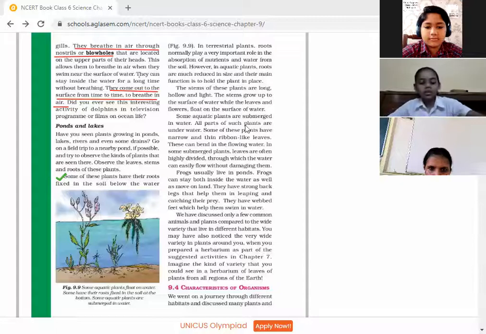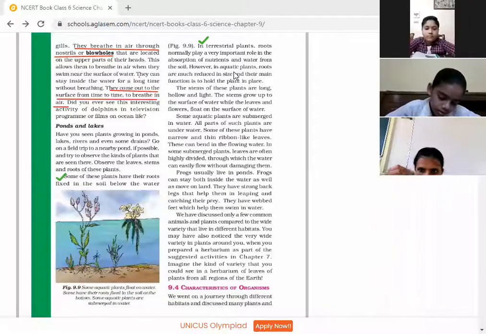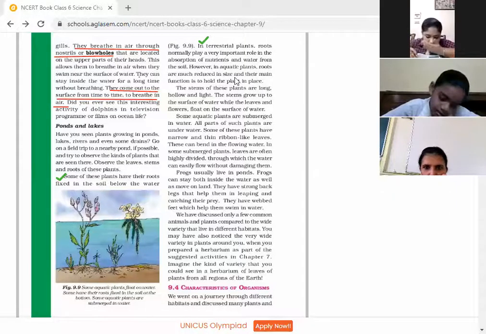Figure 9.9. In terrestrial plants, roots normally play a very important role in absorption of nutrients and water from soil. However, in aquatic plants, roots are much reduced in size and their main function is to hold the plant in place. Okay, beta. Next, Chitra.